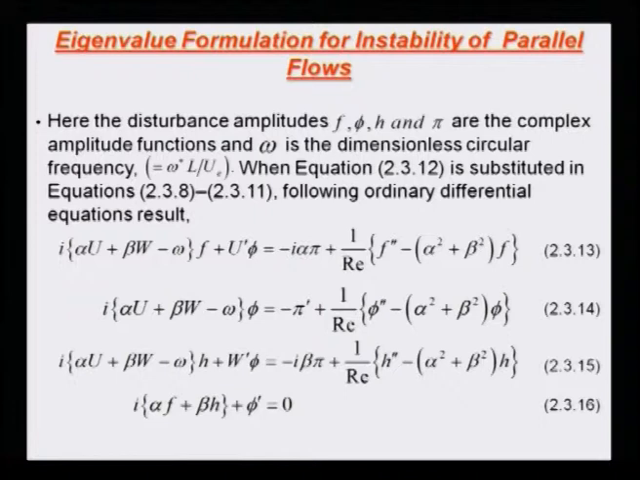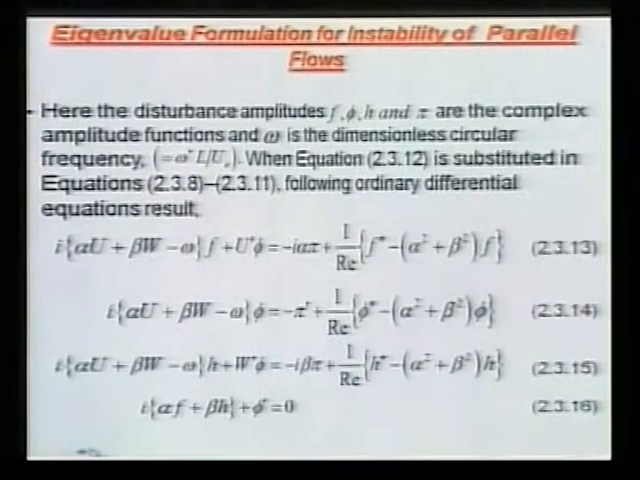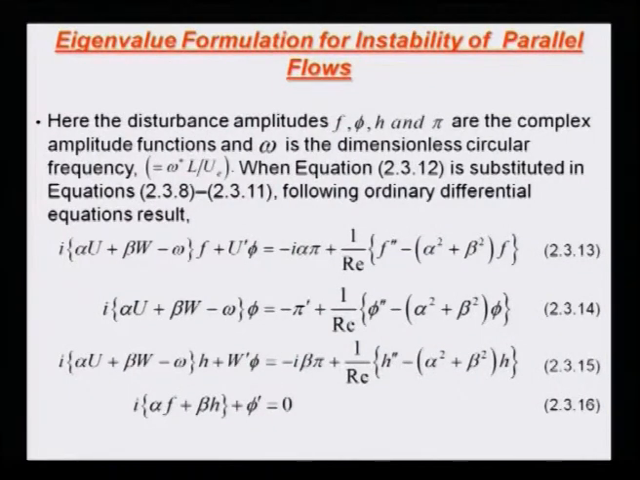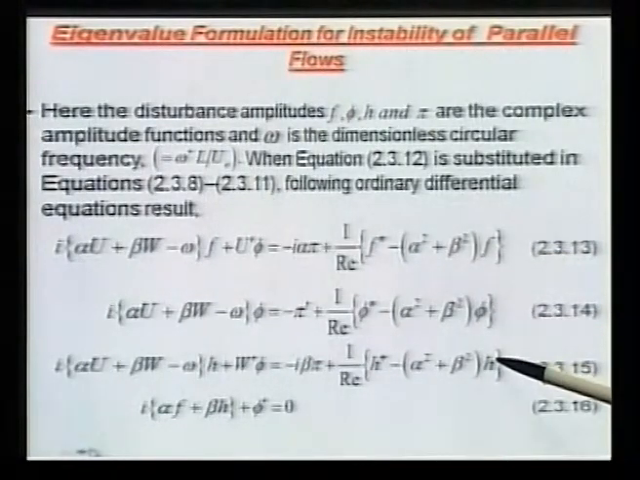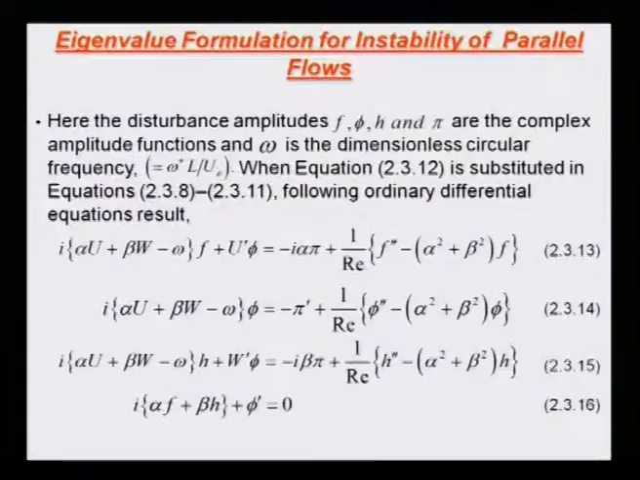So, for the time being, let us go ahead and look at the spatial problem. That means, we will take this omega, the dimensionless circular frequency, to be a real quantity, and we will try to find out the complex alpha and beta. So, those linearized momentum and mass conservation equations respectively give us these four equations, right. This comes from the u momentum equation, this from the v, and this from the w momentum equation, and there is the mass conservation equation, right.